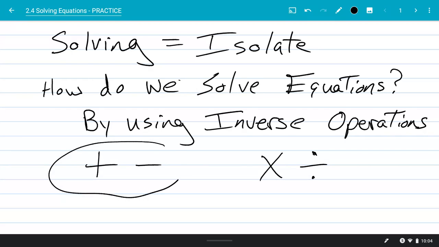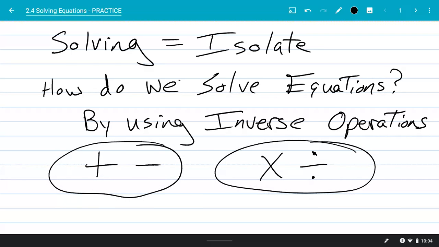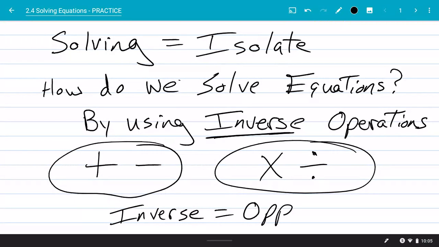Think about addition and subtraction as family, multiplication and division as family. Not only are they family, but they are inverse operations. I say inverse, you say opposite. Inverse operations are opposite operations, or they undo each other.